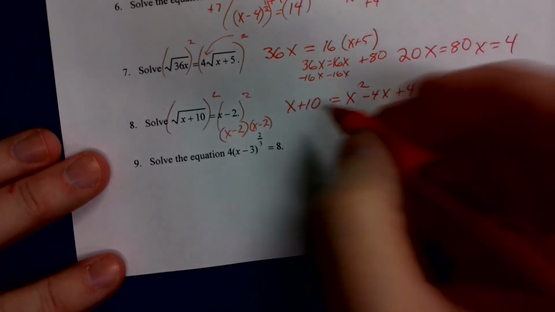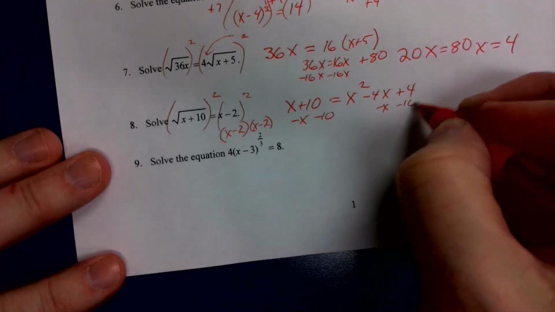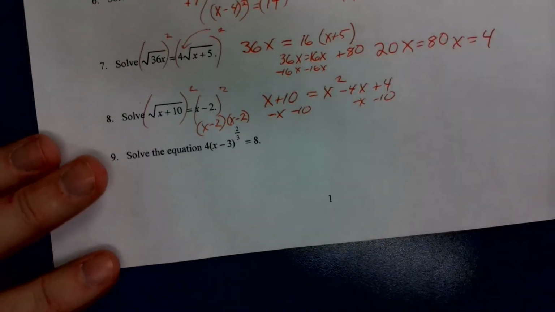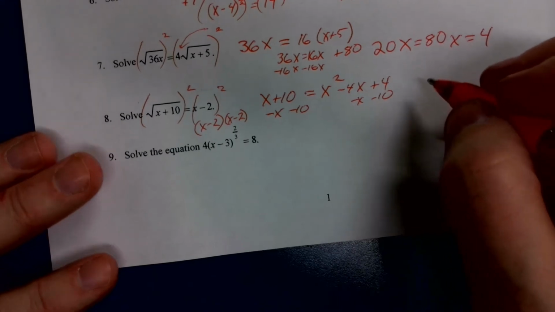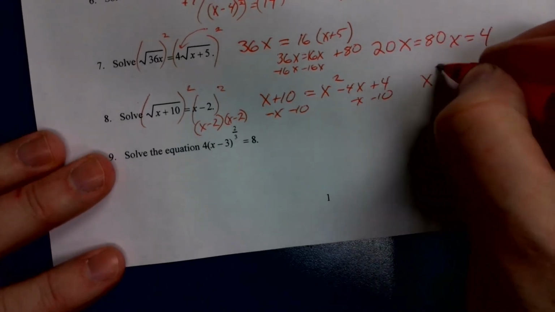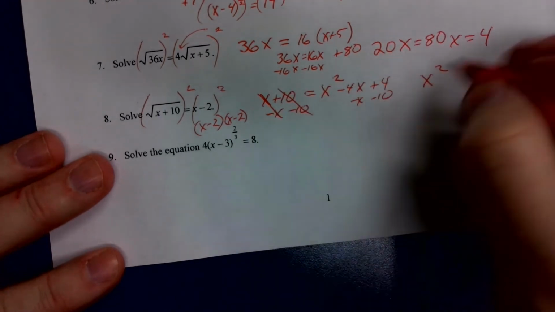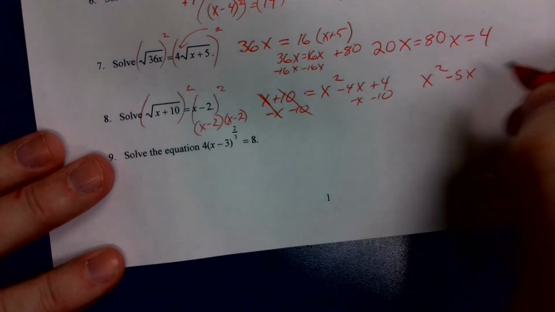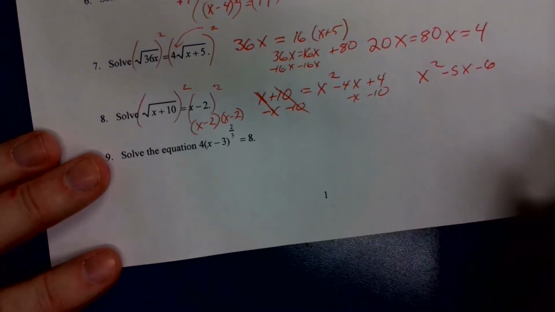This is a quadratic. I need to set that equal to 0, so I'm going to do negative x and minus 10, negative x and minus 10. And I know I'm going a little fast, but I don't want this video to be super long, so you can pause it and rewind it and listen to whatever you need. X squared, that kills that, that kills that. Negative 4x and negative x is negative 5x, and 4 and negative 10 is minus 6.